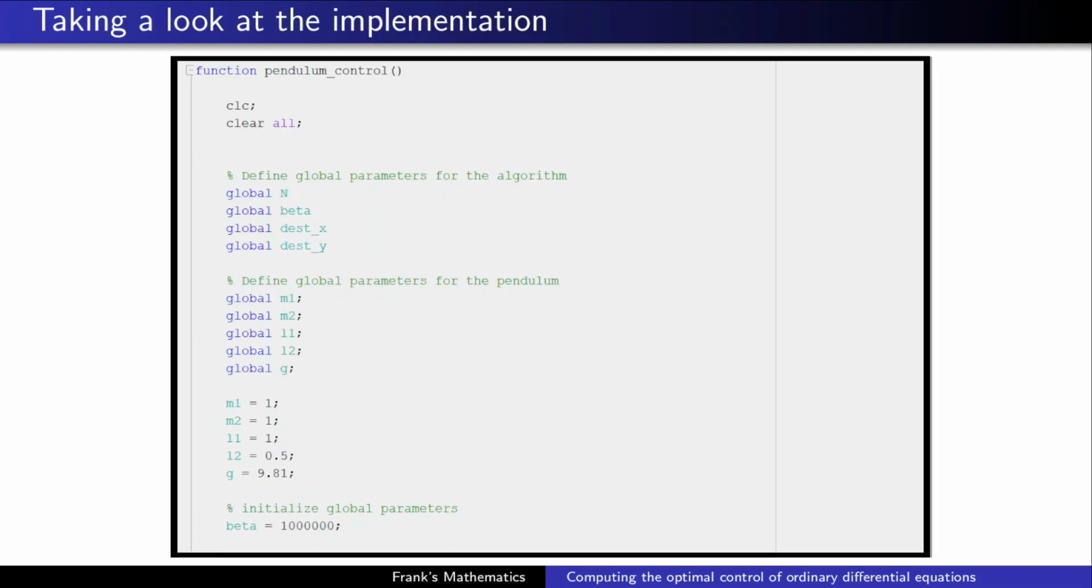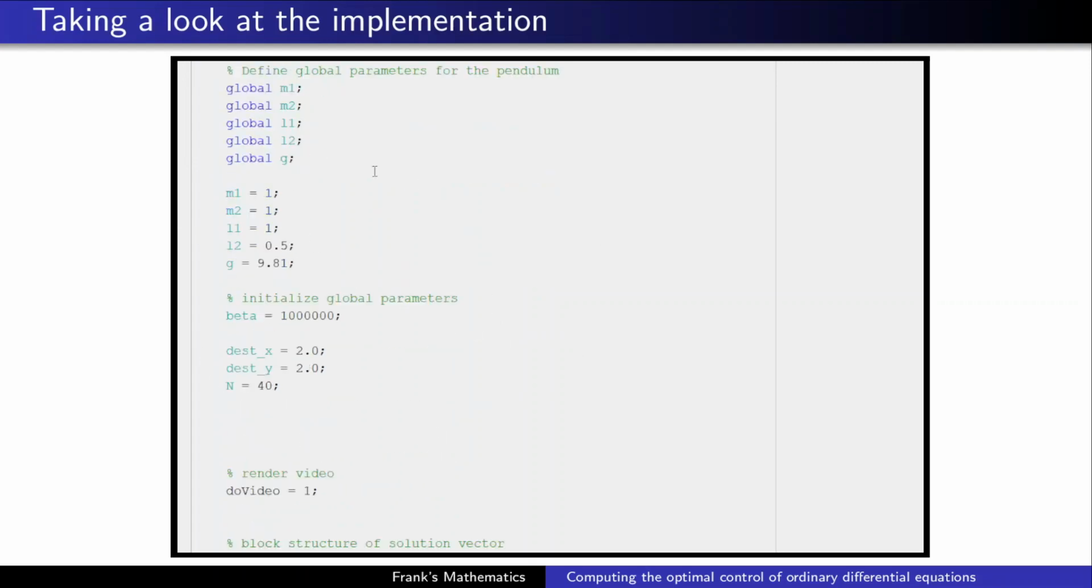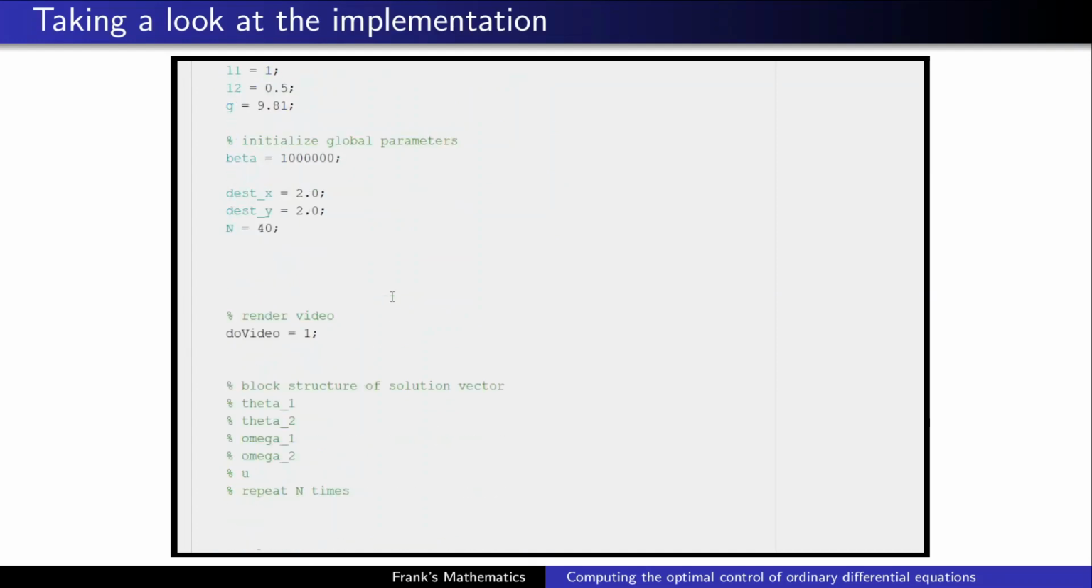Let's take a quick look how to put everything together and make it work. We start by defining some global parameters. These are for the algorithm and these are for the pendulum, and fill them with life. Our discretization parameter is set to 40. I also introduced some additional parameters which help me to keep track of the plotting and get some nice videos in the end. We can take a look at this in a few seconds.